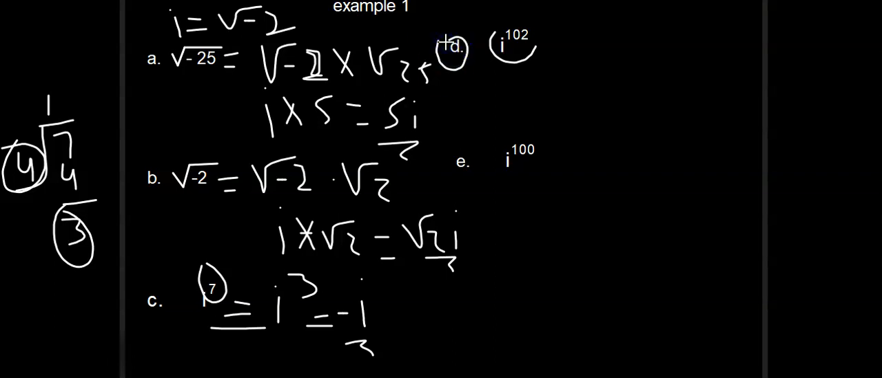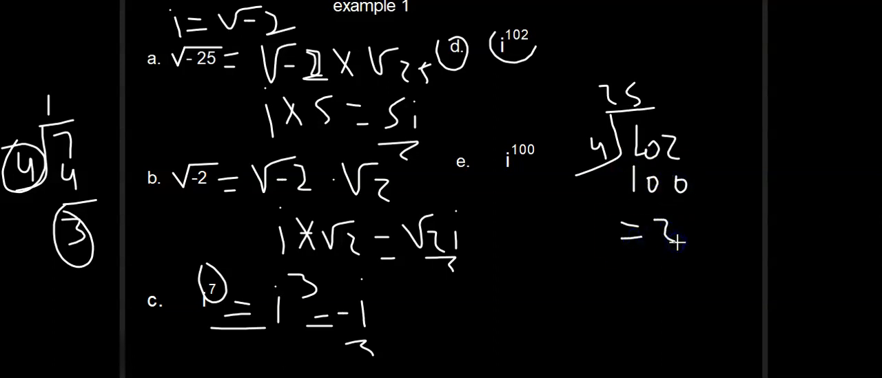Okay, now I want you guys to stop the video and try this next question. As always, all you have to do is divide the power by 4, and then your remainder will be the power in your question, and you're going to get the answer. So when I divide 102 by 4, this is 25. 25 times 4 is 100, and then the remainder is 2. So 2 is my remainder. So i to the 102 is equal to i to the 2. So what is i to the 2? i to the 2 is negative 1. The negative 1 will be my answer done.